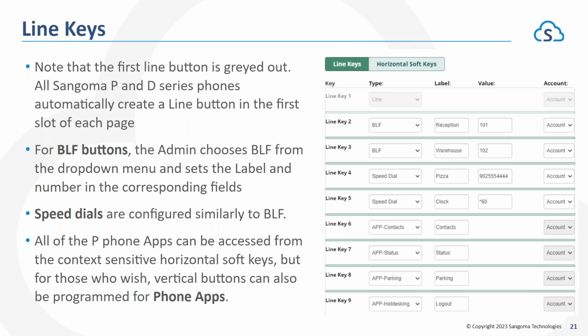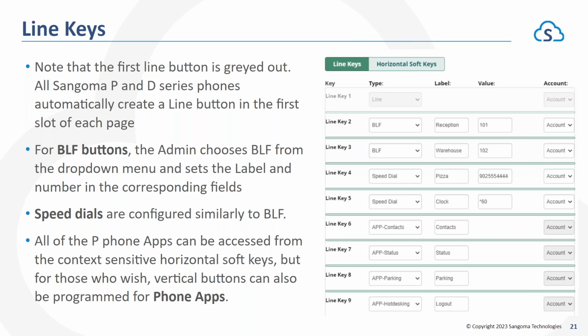From there, we can set BLFs and speed dials to whatever we want. It's easy enough to set a BLF. You put in the label and the value for the individual extensions you want to monitor. You can do the same thing for speed dial, whatever labels you want, freeform, and what number you want to dial when that button is pressed.